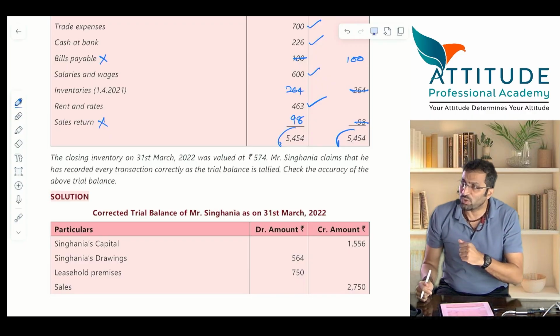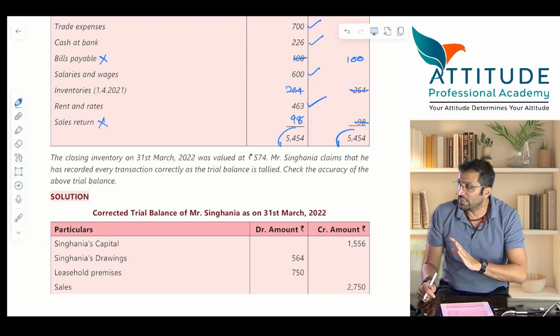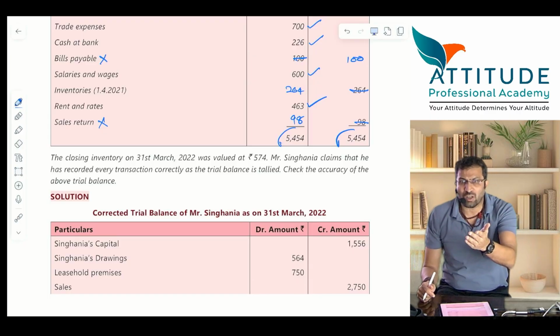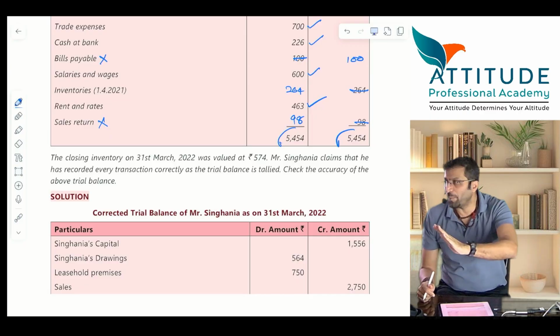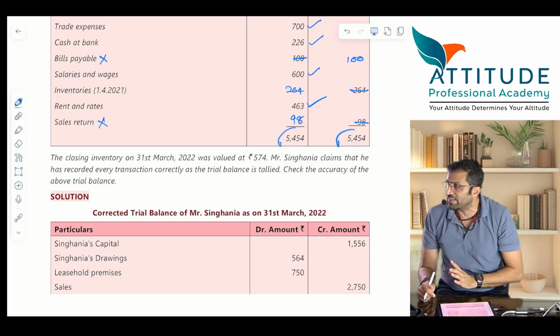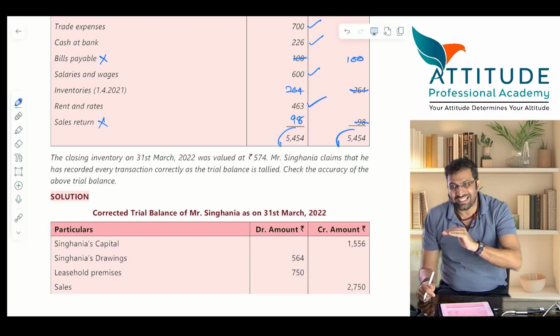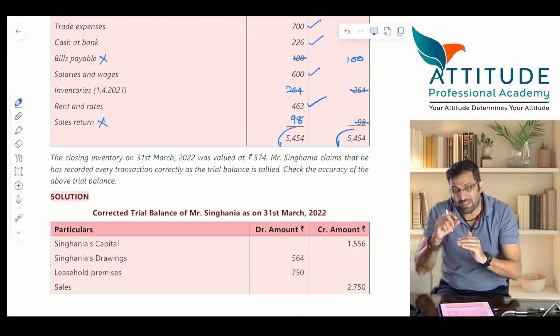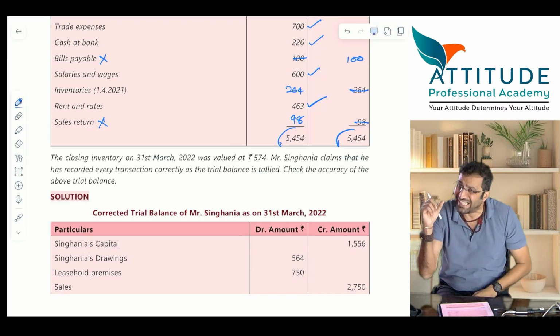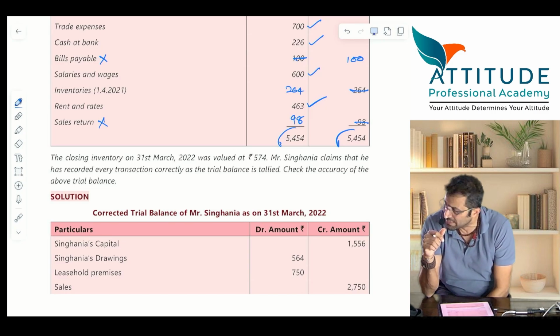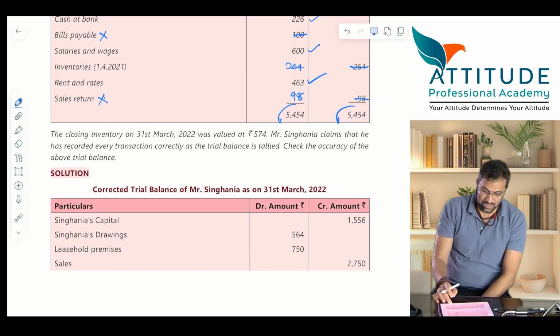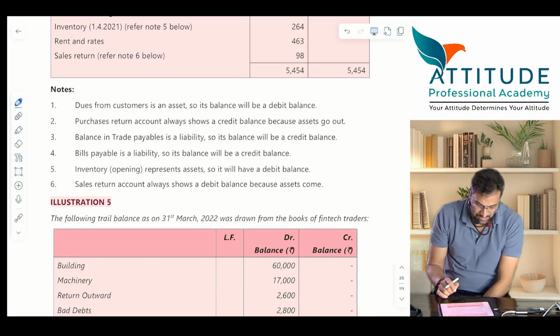So, entry for closing stock without opening trading account. If you open trading account, it will be closing stock account debit to trading account. If you don't open trading account, it is adjusted with purchases. Entry will be closing stock account debit to purchases. In that case, purchases will come down, and whatever purchases appear in trial balance, those are adjusted purchases. So the corrected trial balance is done.